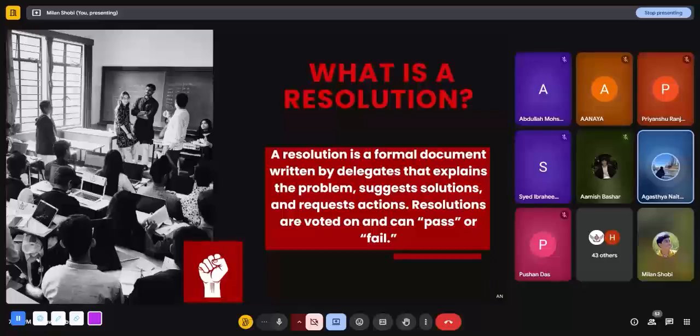Yeah. So what is a resolution? A resolution is a formal document which is written by the delegates of each of the countries you're representing. Let's say, for example, the delegate of the US. It explains the problem, like the agenda which you're debating, and suggests solutions to it, like what your country has actually adhered to, and requests actions. Resolutions are voted on by all of the delegates present in the committee, and can be voted on as pass or fail.